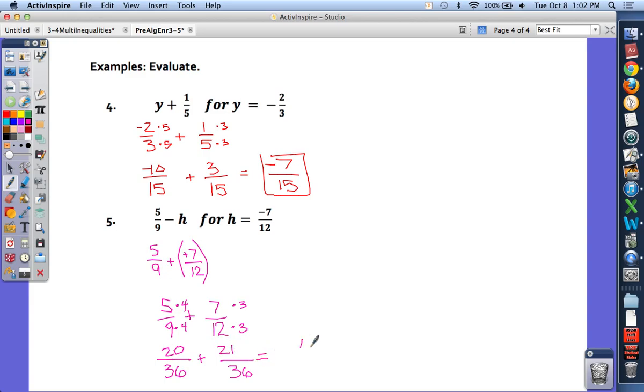Add your fractions together. Now you may want to check with your teacher to see if you can leave your answer like this. It's better to put it in mixed form, I think. So 36 fits into 41 one whole time with a remainder of 5/36. These are equivalent answers, so you can write both of them down. Okay, you're on to your quick check.